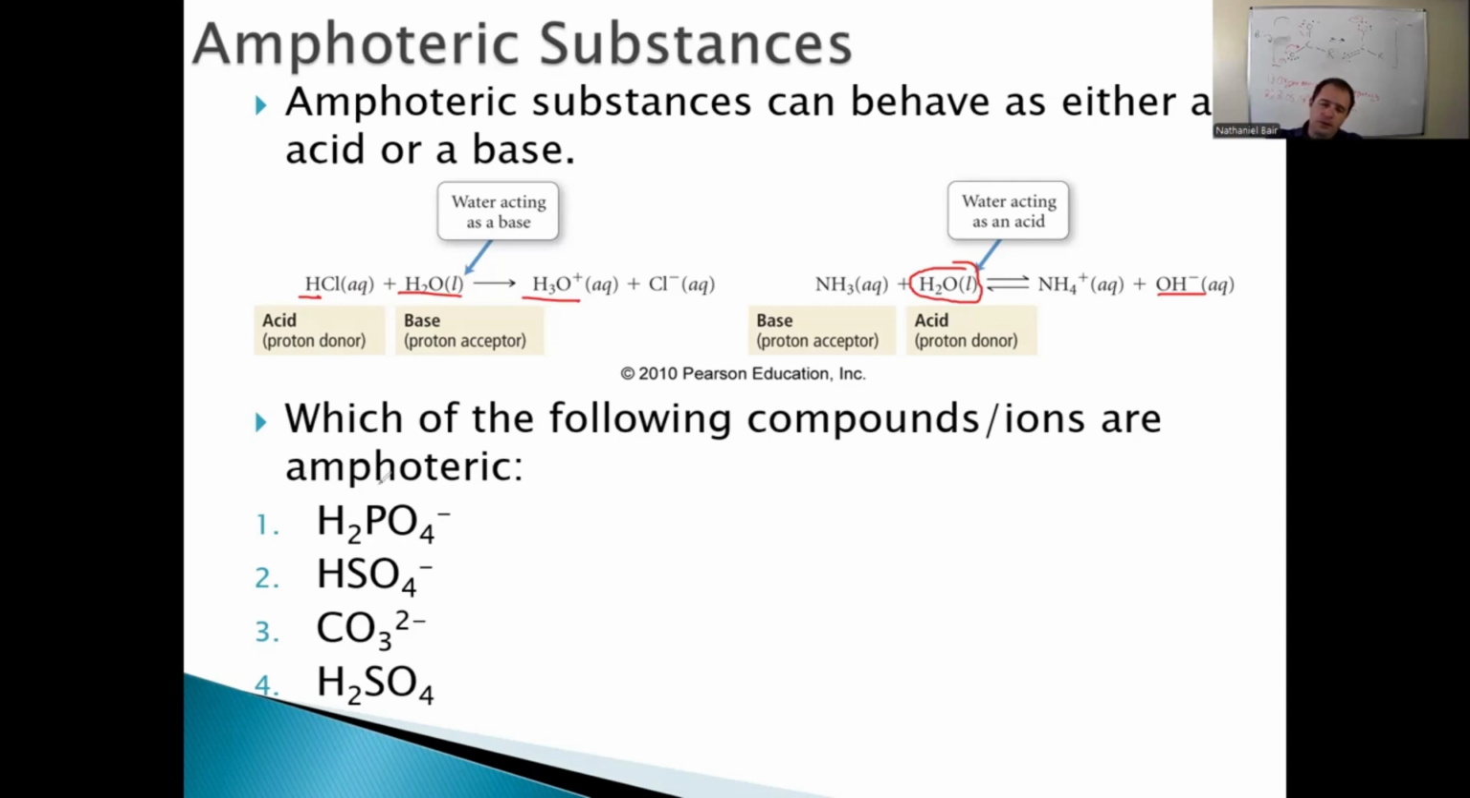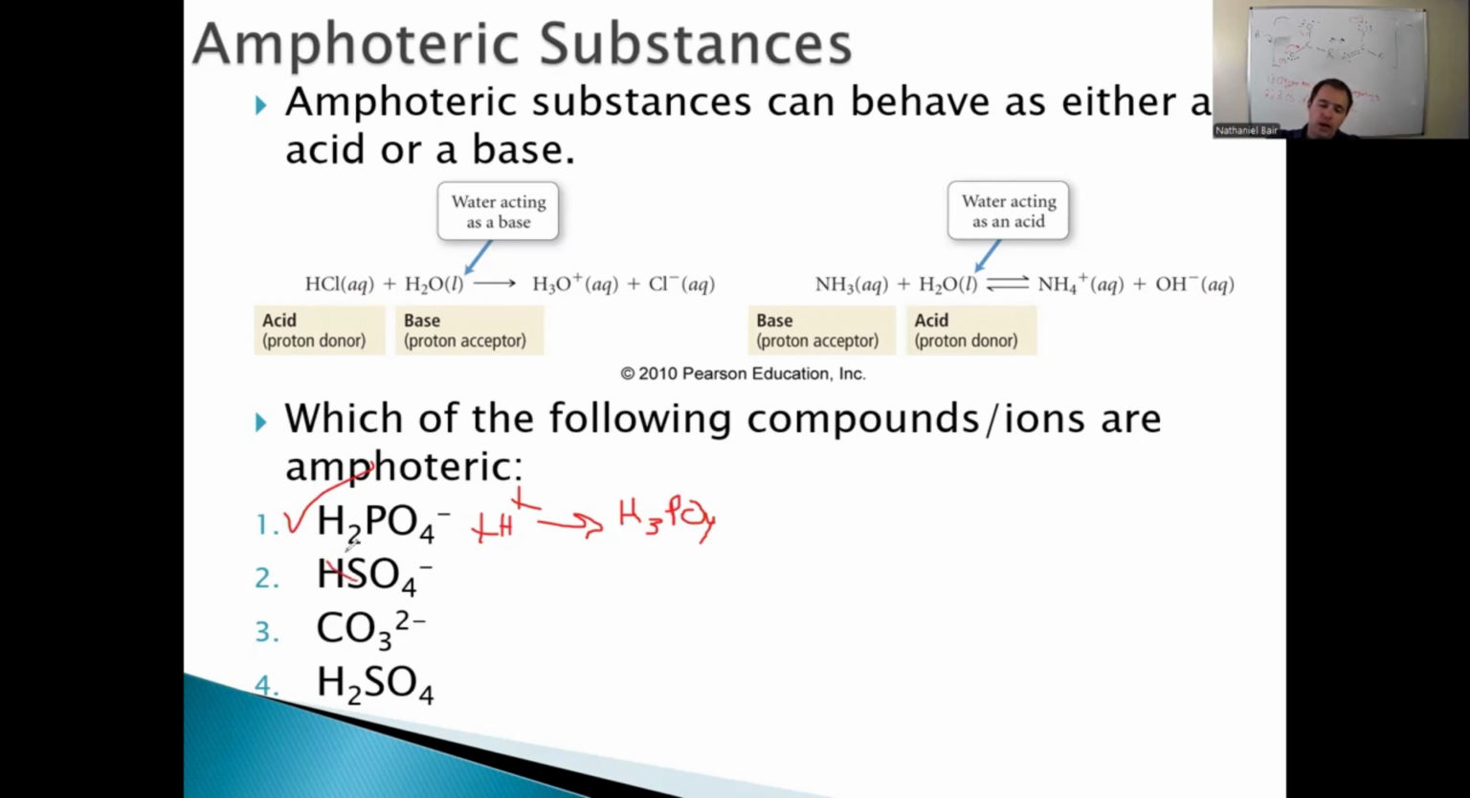There are others. So I now want to identify which of these would be amphoteric. The dihydrogen phosphate ion is amphoteric. It can donate a hydrogen, so it could act like an acid, and it could give away a hydrogen and become HPO4 2-. So it could totally be an acid. And it also has room for another hydrogen. So it could accept an H+ and become H3PO4 neutral. So that is absolutely amphoteric.